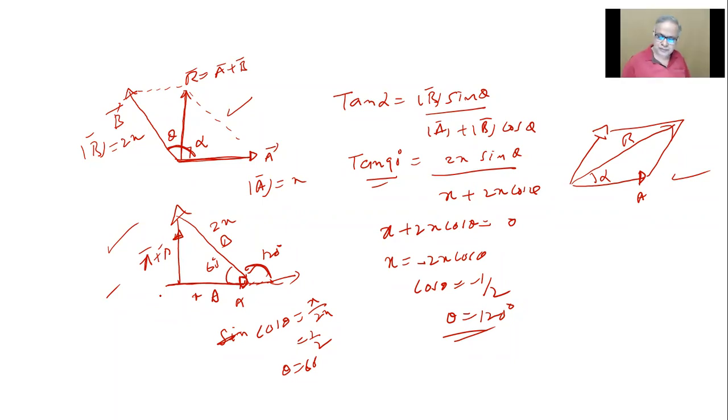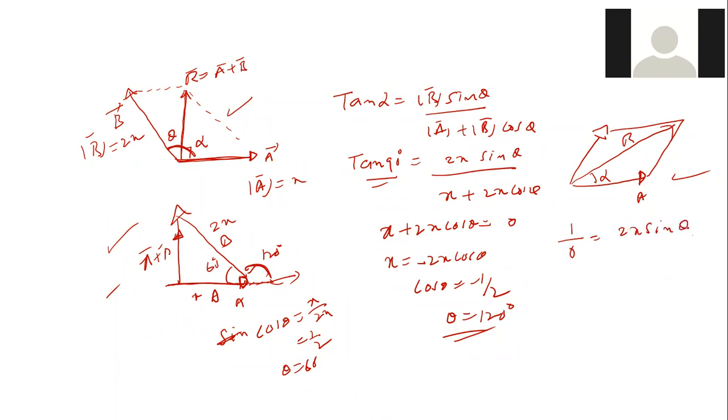Sir, what happened to the 2x sine theta in the numerator, sir? Once you write this as 1 by 0, cross multiply. Okay, sir. Got it. I don't mind even this, Manasa, but not later.